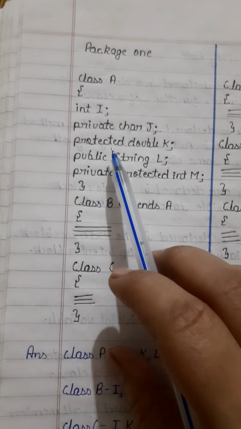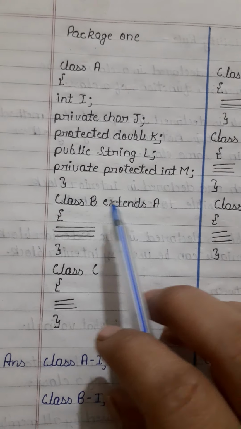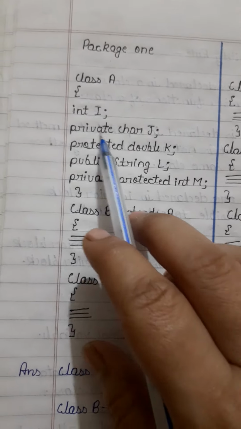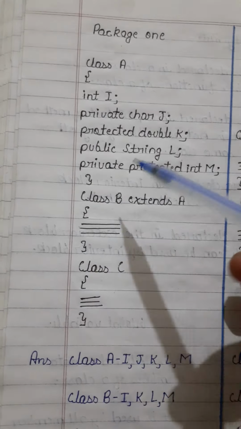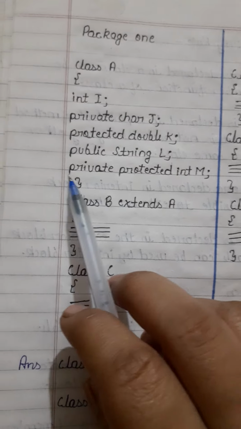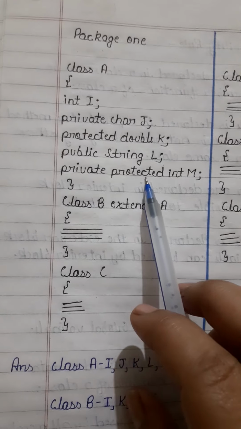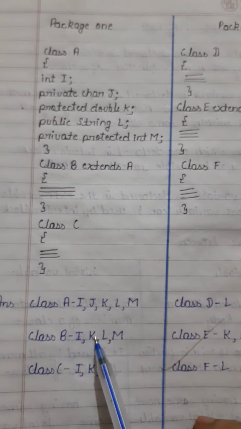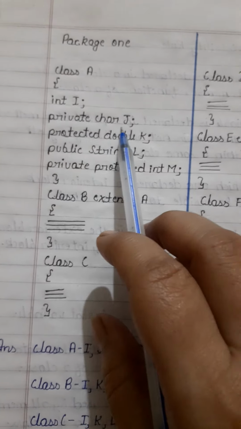Then we have the protected type of variable. Protected will go in B because this class is a subclass of A. So protected says that it will go to the subclass. Then L is a public type, and public is open to all, so L will also go there. Now M is private protected. Because of the word private it should not go, but because protected goes in the subclasses, M will also go. So in class B, I, K, L, M will go, and only J, which is private, will not go.